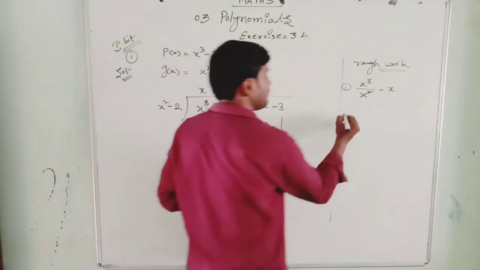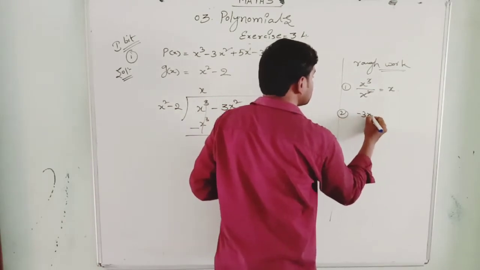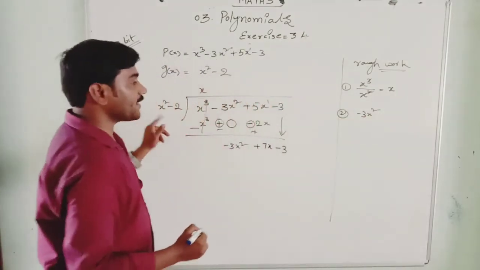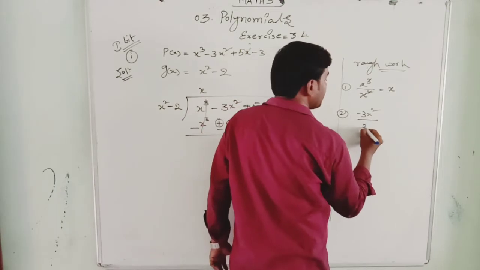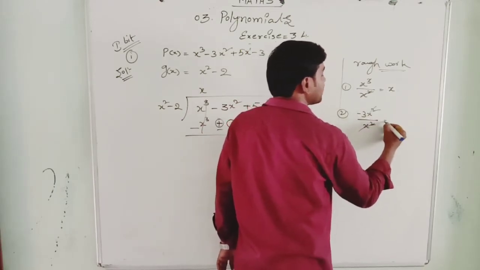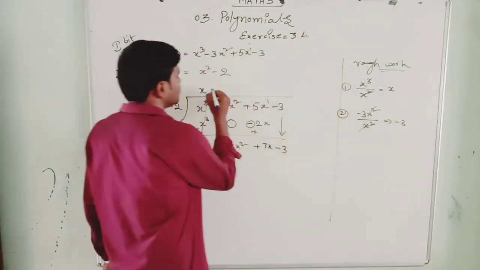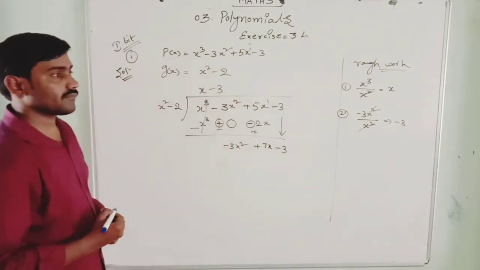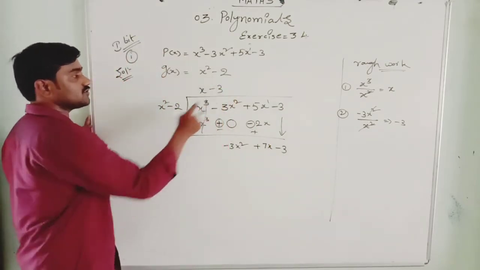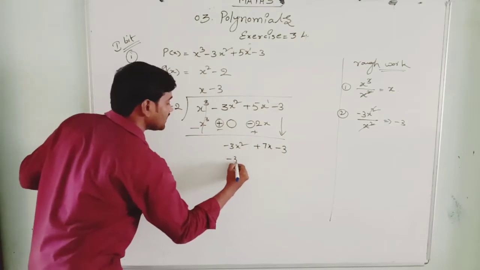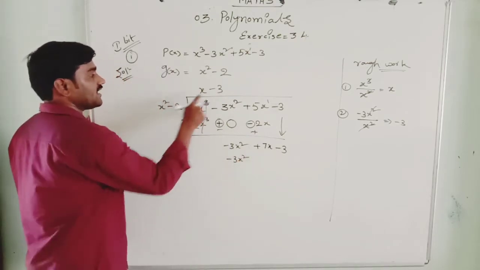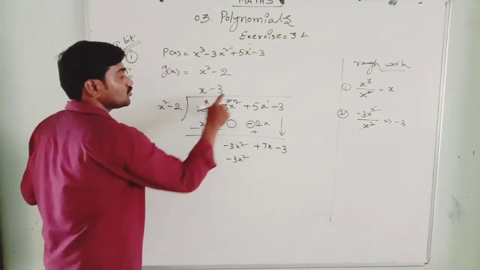Again the first step: minus 3x square, we have to divide by x square. X square gets cancelled. Now minus 3 is left. That minus 3 you write here in the quotient. Now with minus 3 you multiply both the terms. Minus 3 into x square, minus 3x square. Minus into minus is plus, 2 3s are 6.